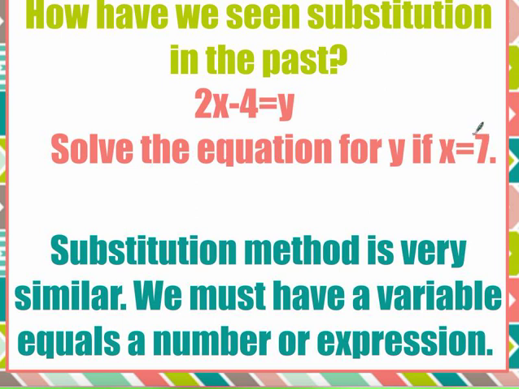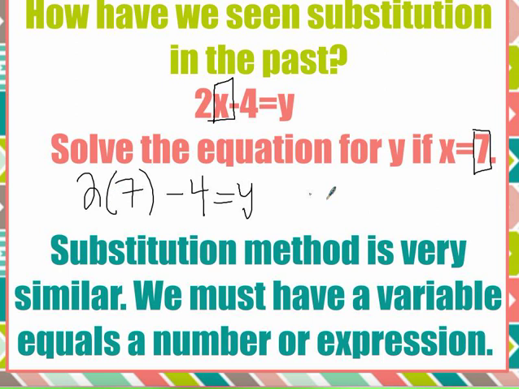So we would basically take this number and substitute it where the x is into the equation. So we would have 2 times 7 minus 4 equals y. 2 times 7 is 14. Then we have minus 4 equals y. And so 14 minus 4 is 10. So we find out that y is 10.